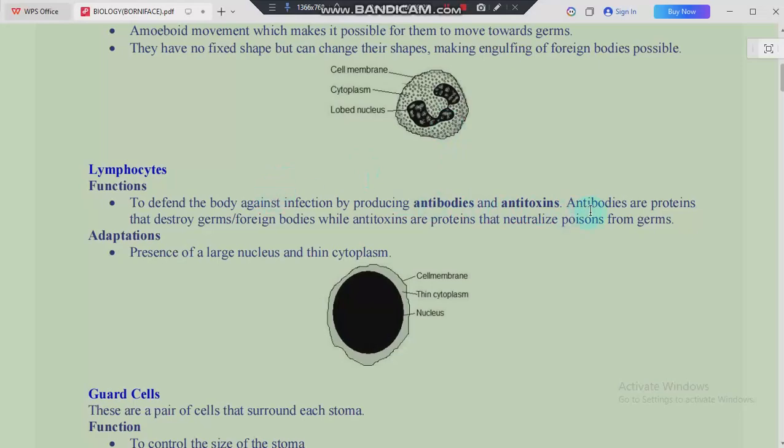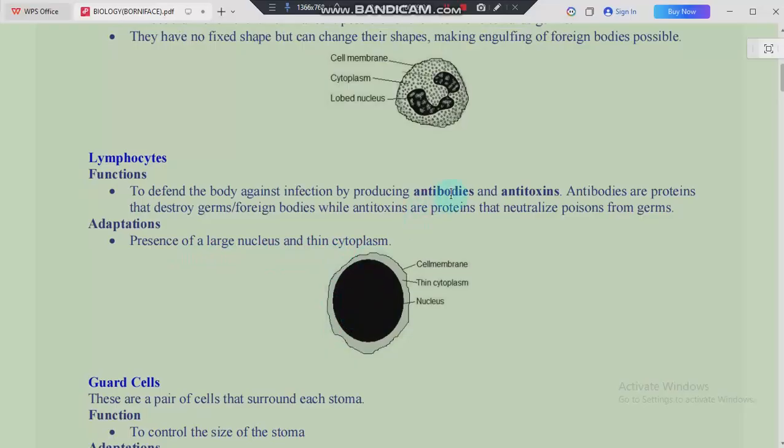These antibodies are proteins that destroy the germs and the foreign bodies, while antitoxins are proteins that neutralize poisons from the germs. Now, what adaptations do the lymphocytes have for carrying out their function? Number 1, we have the presence of a large nucleus and a thin cytoplasm. So we are able to see one big nucleus. When we see one big round nucleus like that, we have to know we are dealing with a lymphocyte, which simply produces antibodies and antitoxins.